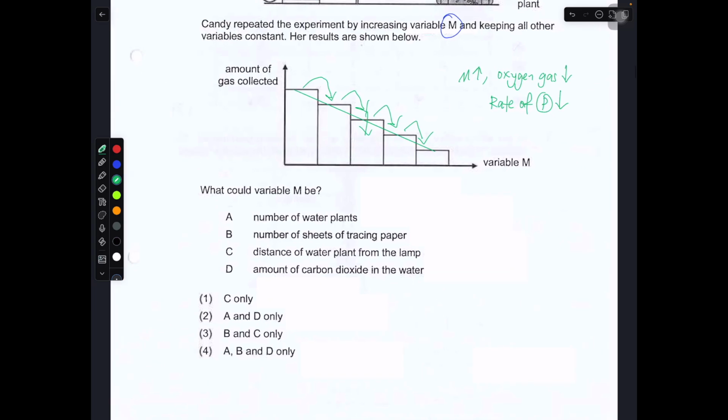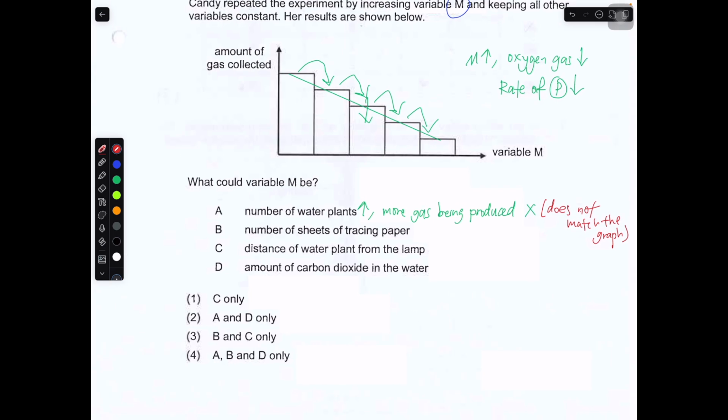So number of water plant. So if you add more water plant, there will be more gas being produced. Because more water plant, higher rate of photosynthesis, more gas is being produced. So this is wrong. Why this is wrong? It does not match the graph. This statement just does not match. We must find a decreasing relationship.